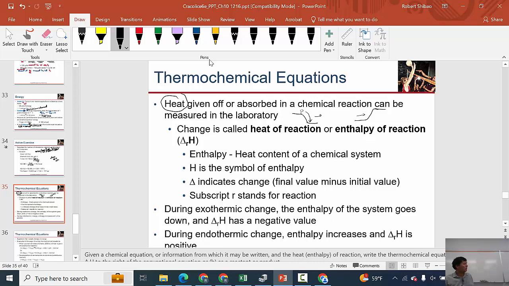Heat of reaction or enthalpy of reaction. Heat and enthalpy of reaction are kind of the same thing. And that's given a symbol. This is the enthalpy of reaction here. Delta, which is a change in energy. So there's some change in energy here. R stands for reaction and H stands for enthalpy. Given the symbol H. And so delta HR is the heat of reaction.